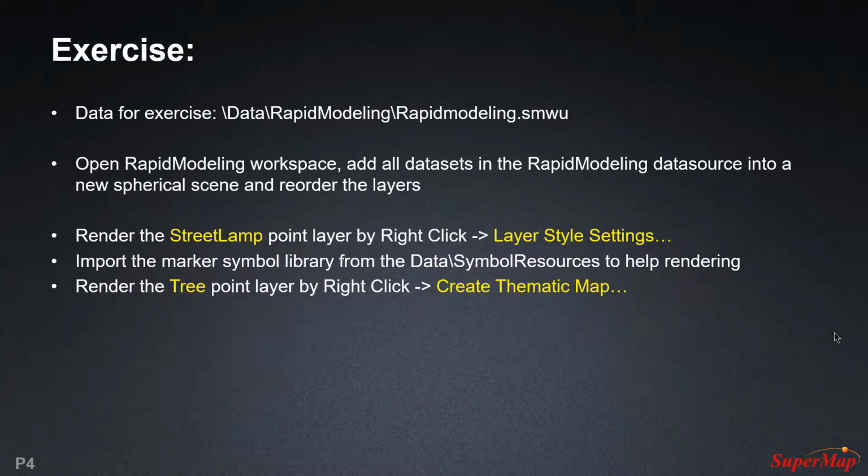We're going to go ahead and open the Rapid Modeling workspace. We're going to load all the data sets in the Rapid Modeling data source into a new spherical scene, and we're going to reorder the layers. This will be followed by rendering the street map point layer, and finally we will render a tree point layer. So let's go ahead and do that.